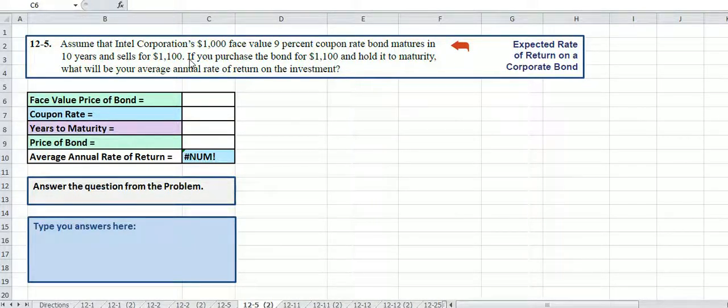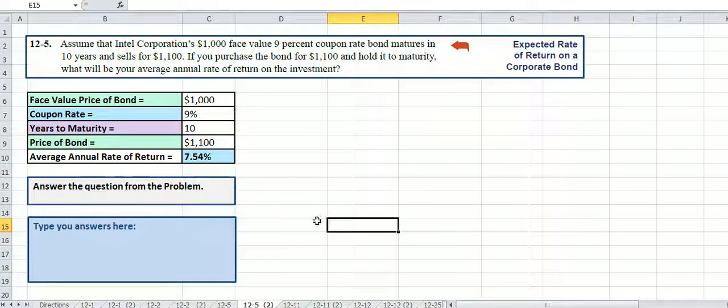Okay, so let's just prove that out. Let's just put in our numbers here. 1,000. Coupon rate is 9. Whoops, not 909. Let me go back. Okay. Years to maturity is 10. And the price of the bond is 1,100.